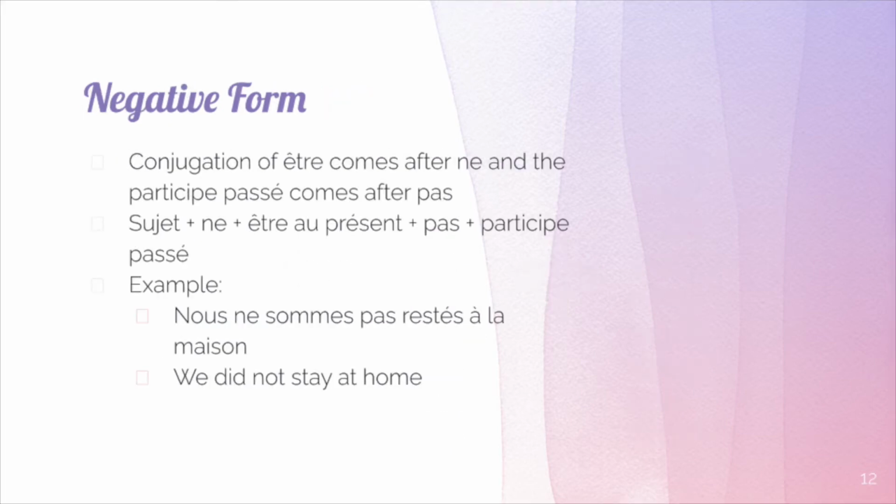Moving on to negative form for Passé Composé with Dr. Mrs. Vandertramp verbs. So the conjugation of être comes after ne, and the participe passé for the Dr. Mrs. Vandertramp verbs comes after pas. So the formation is sujet plus ne plus être conjugated in the present tense plus pas plus the participe passé of Dr. Mrs. Vandertramp verbs. For example, nous ne sommes pas restés à la maison. We did not stay at home.